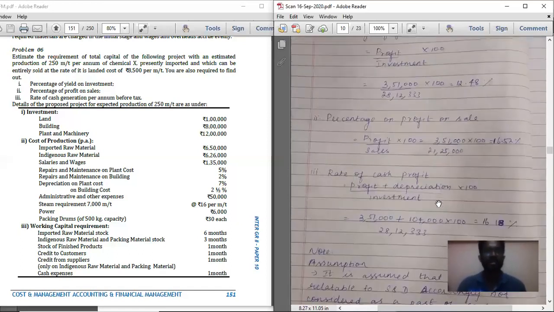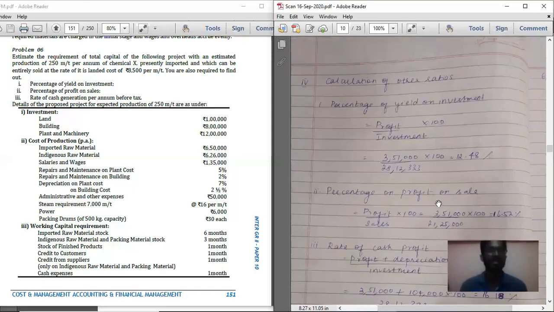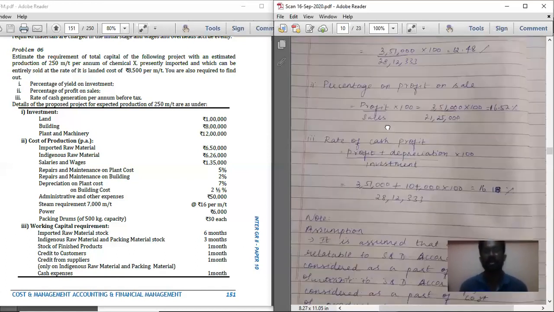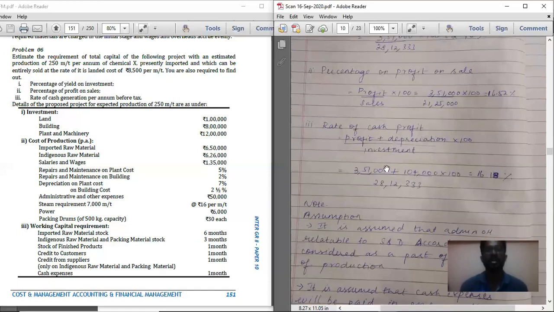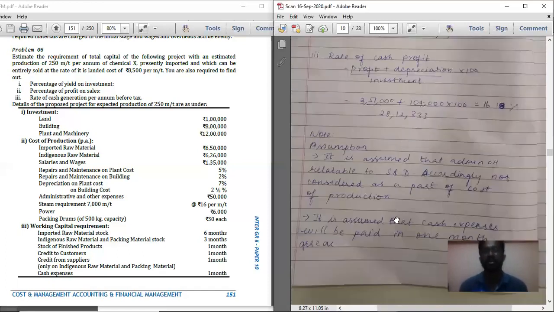So below this is the problem. Actually, they didn't ask us to calculate net working capital only, but because they have given working capital requirement, we have calculated net working capital. But in the question, they have not asked us to calculate net working capital. They asked us to find 3 formulas: yield on investment, profit on sales, and cash generation. So all these 3 formulas we have found.